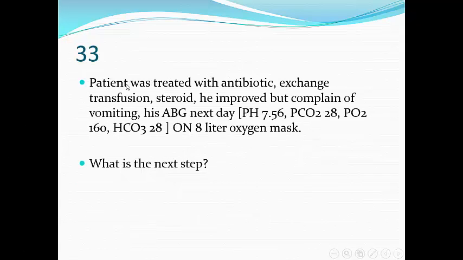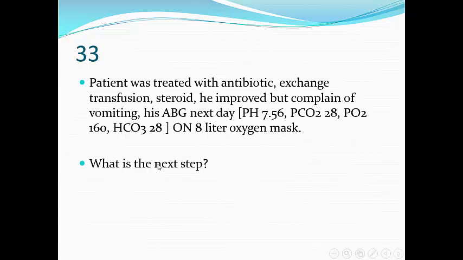Usually, we treat this patient, sickle cell disease with pneumonia, with antibiotics and exchange transfusion, because we fear acute chest syndrome. We give steroids. The patient improved, but complains of vomiting, probably because of steroid-induced gastritis. This is the next ABG of the patient, the next day: pH 7.56, PCO2 28, PO2 160, bicarb 28 on 8 liter oxygen mask.